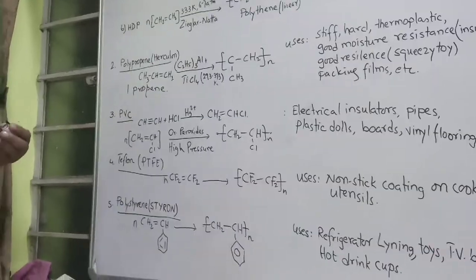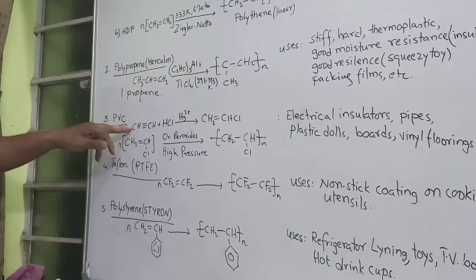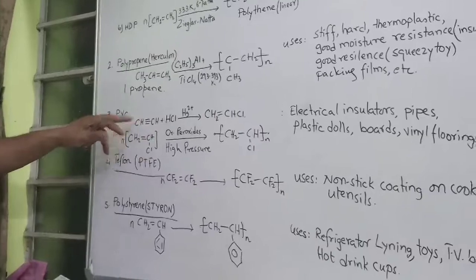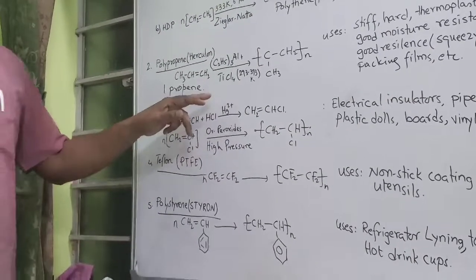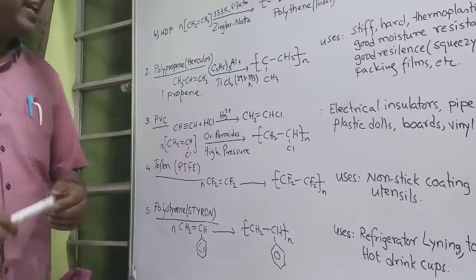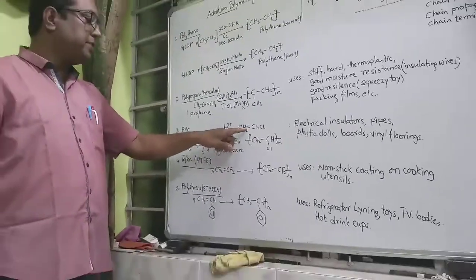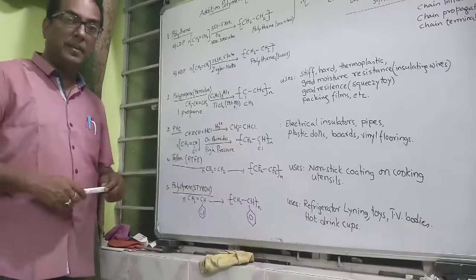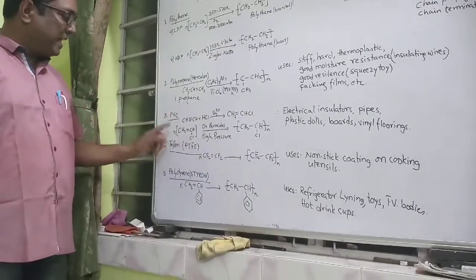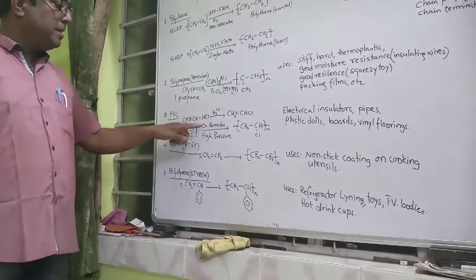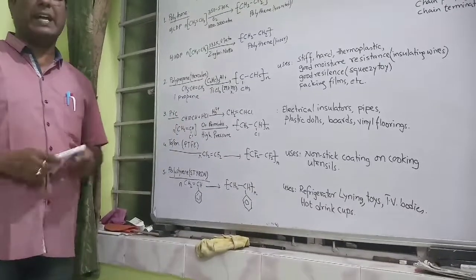And here you can see we have taken ethyne, CH triple bond CH, in the presence of HCl, and with the salt of any kind of mercury. Here it produces CH2 double bond CHCl. So this is vinyl chloride. So vinyl chloride, if you take n number of vinyl chloride in the presence of organic peroxides, this is very important again.